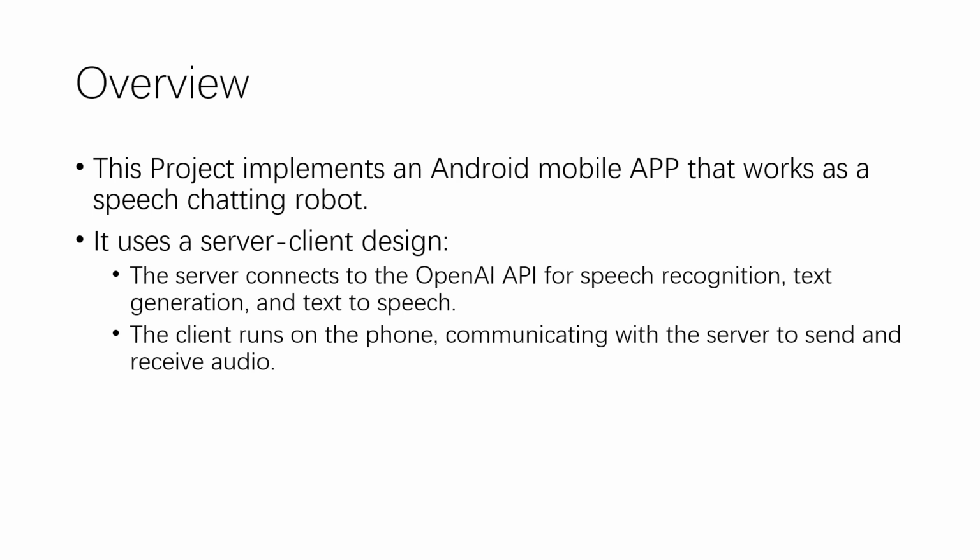This project implements an Android mobile app that works as a speech chatting robot, which means the user uses human speeches to tell the robot, and the robot responds also with human speeches. It uses the server and client design. The server connects to the OpenAI API for speech recognition, text generation, and text-to-speech. And then the client runs on the phone, communicating with the server to send and receive audio.